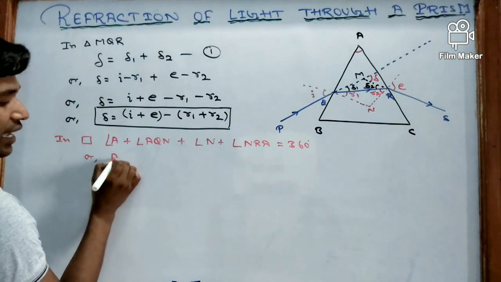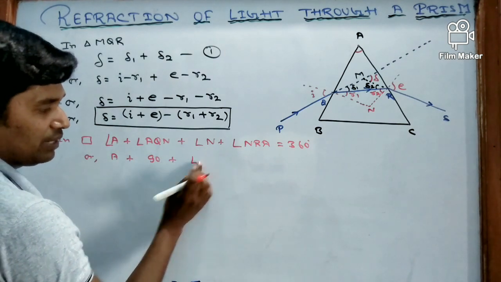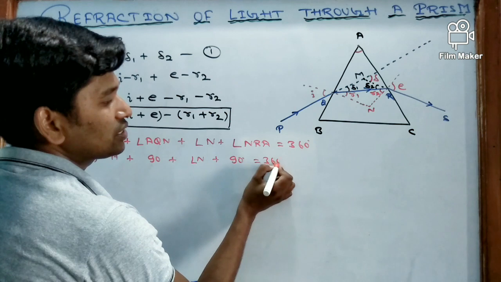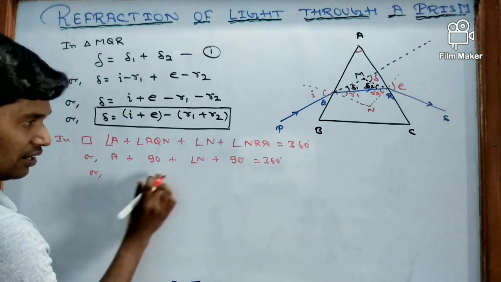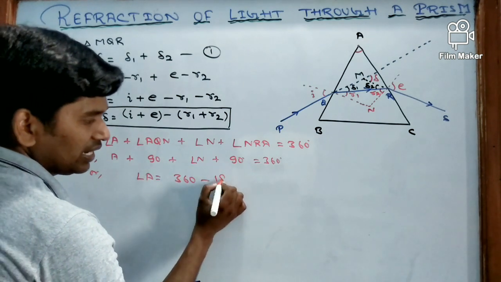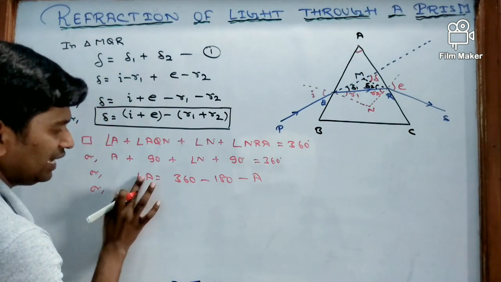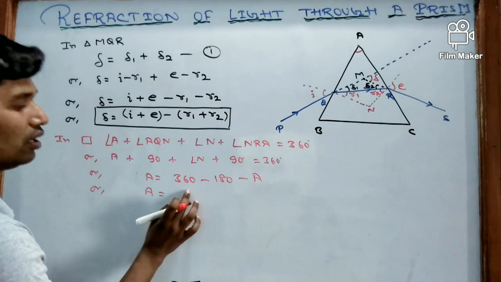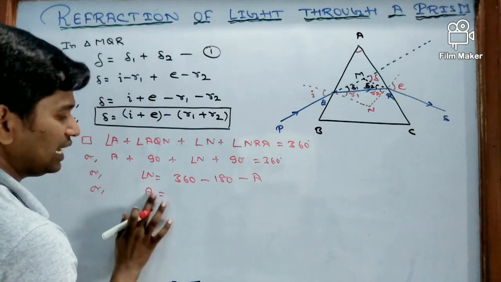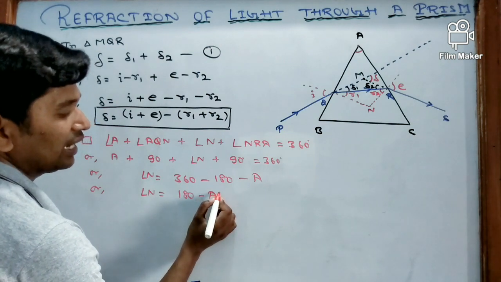So we can write A plus, this is 90 degrees, plus angle N, which we don't know, let it be angle N, plus this is also 90 degrees as perpendicular, equals 360. Or we can write angle N is equal to 360 minus this and this 180, minus angle A. So angle N is equal to 180 minus angle A.